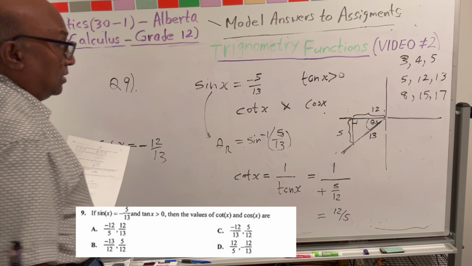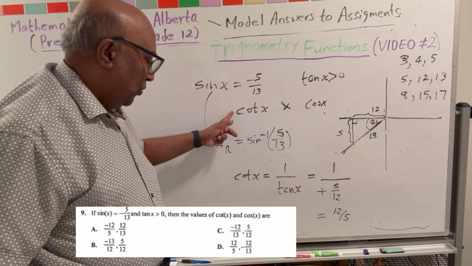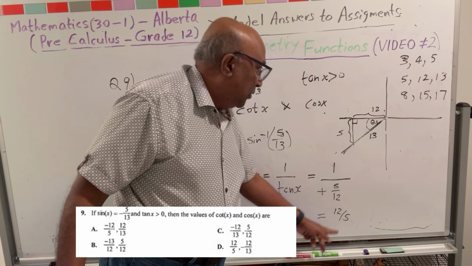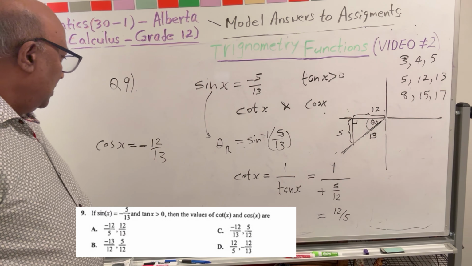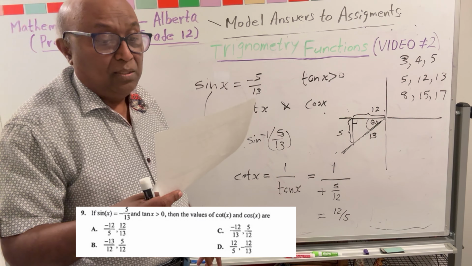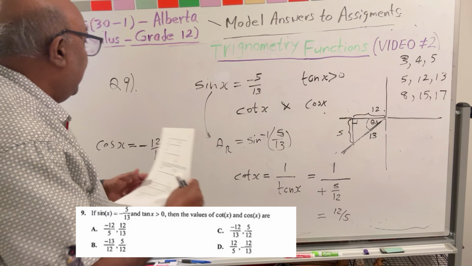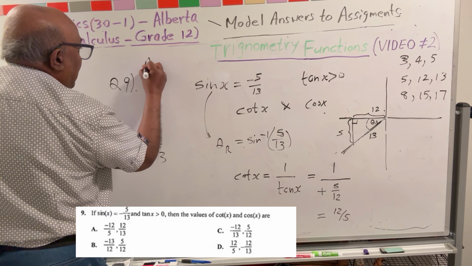Okay. Now these are the answers. Cot x is equal to 12 upon 5. Cos x is equal to negative 12 upon 13. That means the correct answer is answer number D.